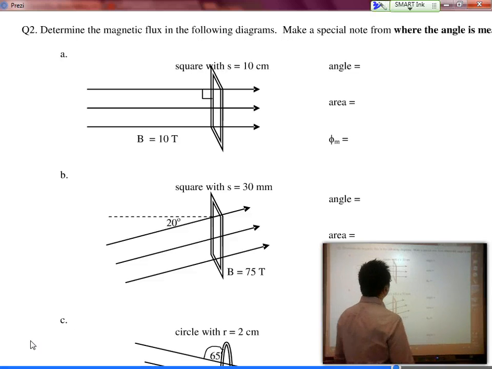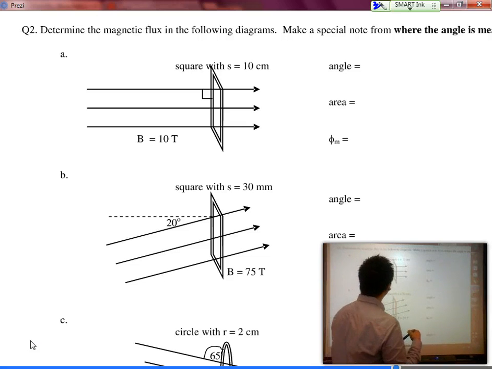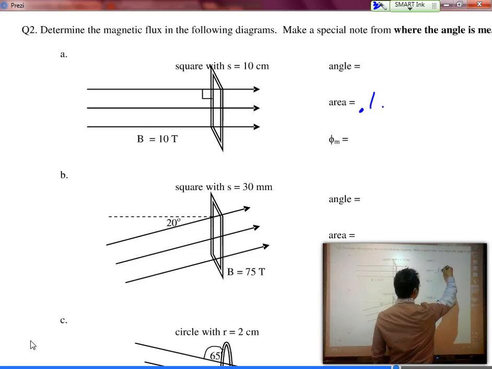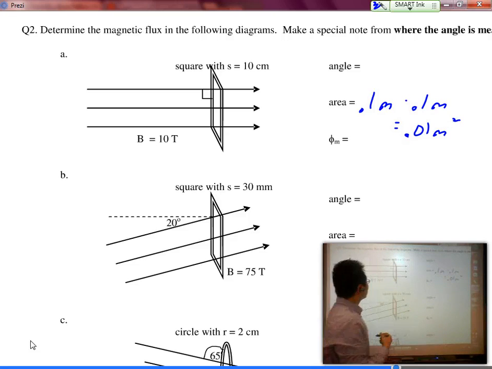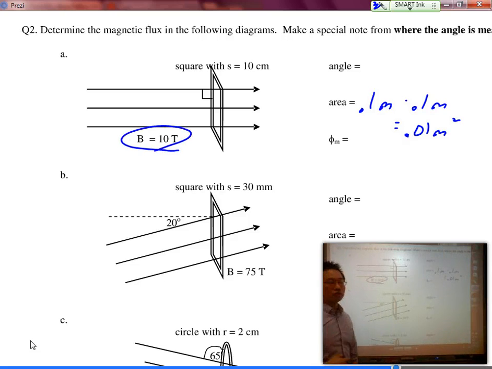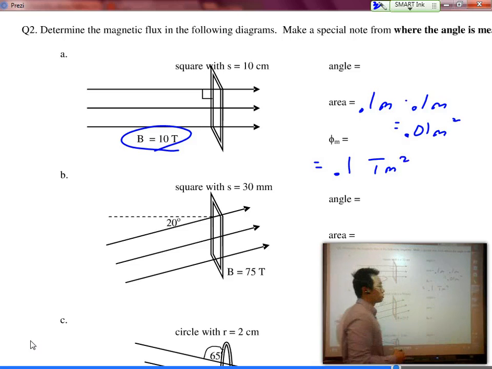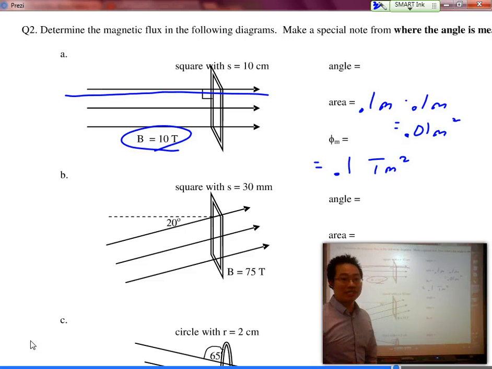So in this first example over here, the area itself would be 10 centimeters squared, so 0.1 meters times 0.1 meters, which equals 0.01 meters squared. The magnetic field is 10 teslas, so flux is B times A, so 10 times 0.01 would equal 0.1 Tesla meters squared. Okay, so when it goes straight through, the angle is always measured from the normal line.